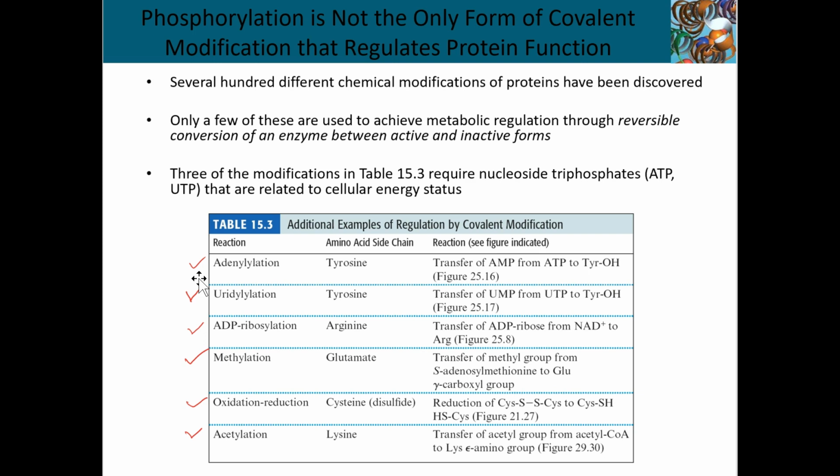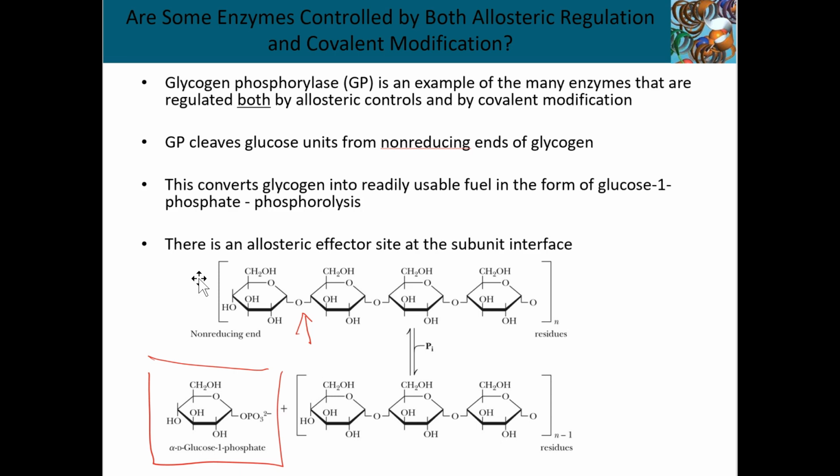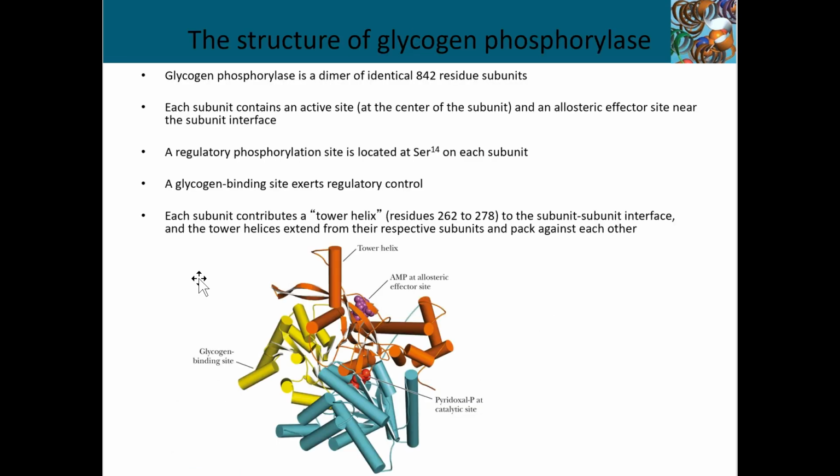We talked about other modes of non-phosphorylative covalent modification. Then we started to talk a little bit about the allosteric and covalent modification of glycogen phosphorylase. Here we go. Now jumping into a little more of the nitty-gritty on the structure of glycogen phosphorylase. It's a dimer of identical subunits. Each subunit contains an active site, so both subunits can bind substrate at an active site, and also has a point for an allosteric effector, which is near the subunit interface.